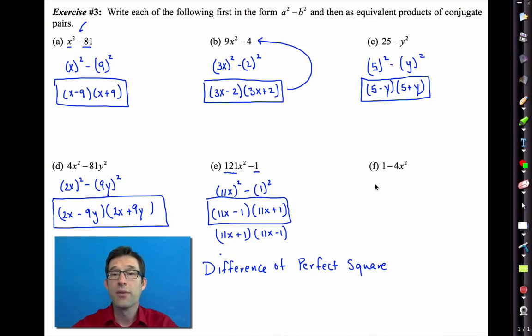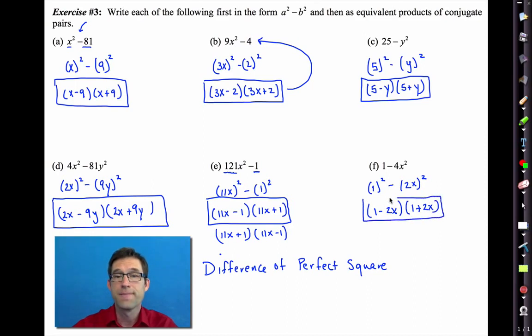Letter F, again, a little bit tricky because of the 1. The 1 can be thought of as 1 times 1, and the 4x squared can be thought of as 2x quantity squared. So, using the structure of this problem, it's 1 minus 2x times 1 plus 2x. And that's it. So now think about this.